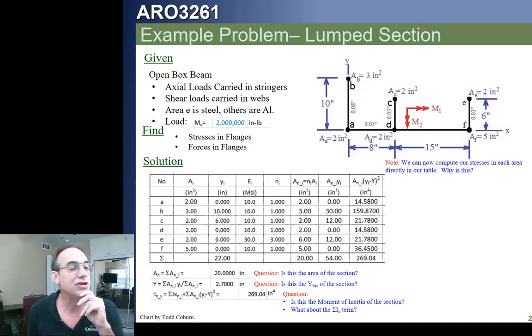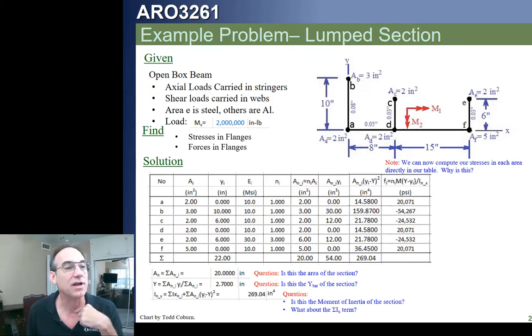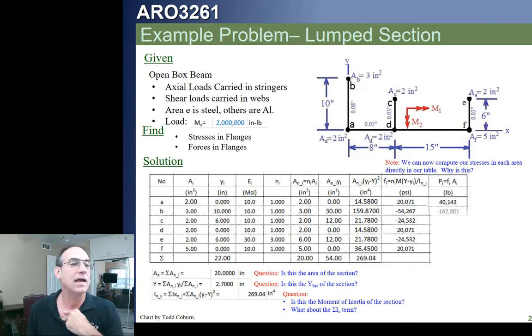Now we can calculate our stresses directly in this table by just plugging into our equation the n times the M, Y minus Y bar, or Y bar minus Y, over the moment of inertia, and that gives us the stress in each and every point. Don't forget what we're doing. To calculate the stress in stringer A, we're multiplying that times the n for A. To calculate the stress in stringer B, you're multiplying this quantity times the n for B, and so on. Okay? That's how it works.